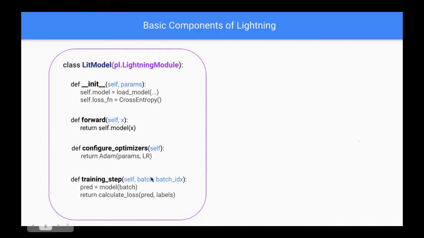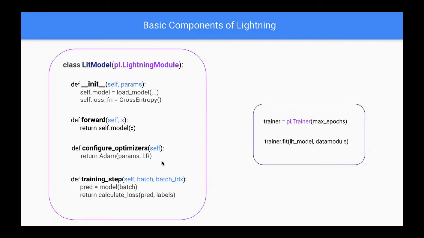So in the training step, you have batch and batch index. Batch is basically the current batch of your data in the epoch. So here batch means both input and the target value. And batch index is, suppose your single epoch contains 1,000 batches of images or any kind of data, then it goes from 0 to 999. In the training step, you calculate the loss and return the loss value.